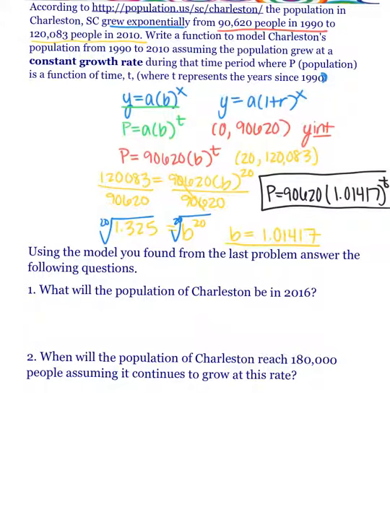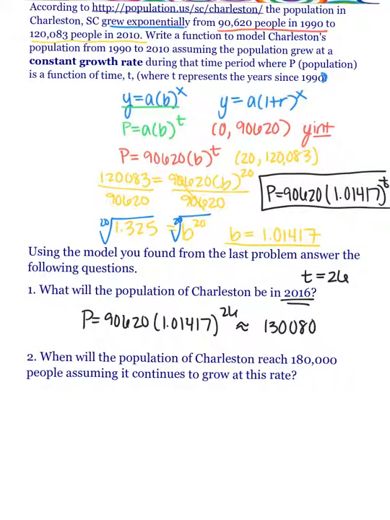It says, using the model you found from the last problem, what will the population of Charleston be in 2016? Again, the t value is years since 1990, so the t value is 26. I'm going to plug in 26, and I get approximately 130,080 people. So still growing exponentially.